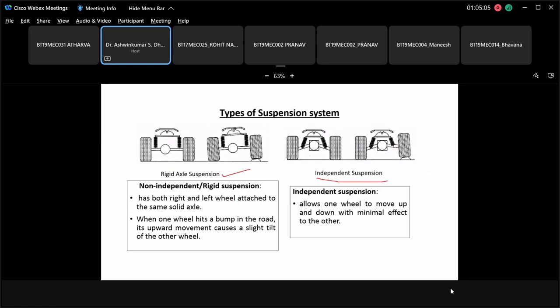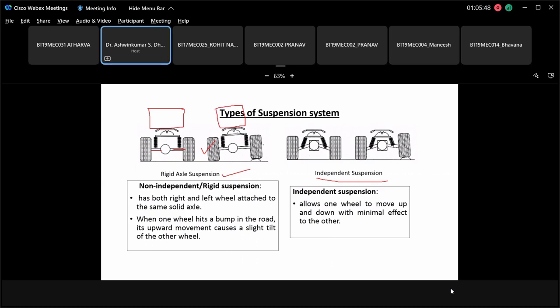Non-independent or rigid suspension system has both the right and the left wheel attached to the same solid axle. That means this is the solid axle, and this and this are attached to the rigid solid axle. When one wheel hits a bump in the road, its upward movement causes a slight tilt of the other wheel. So this is the picture shown. Let us say that above this there is a passenger carrier. Just imagine this. If you are riding on a vehicle which is fitted with the rigid axle suspension system, then it will be tilting like this.